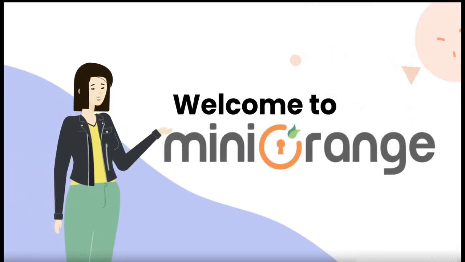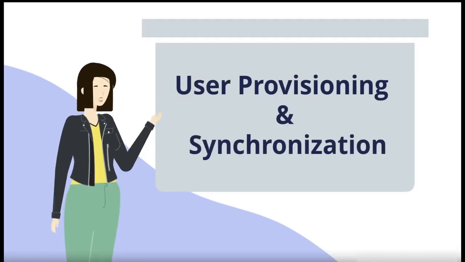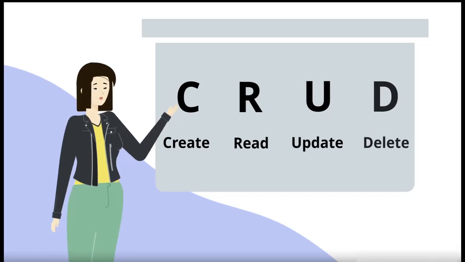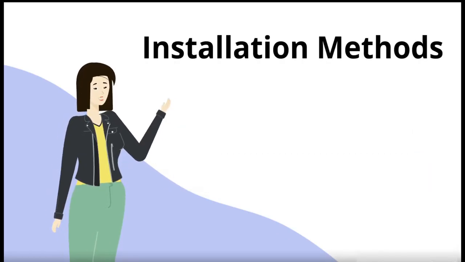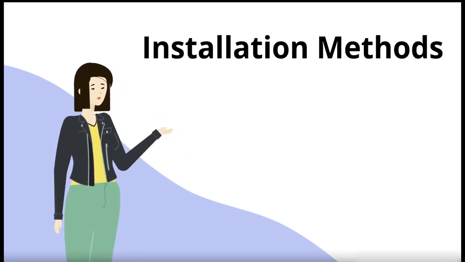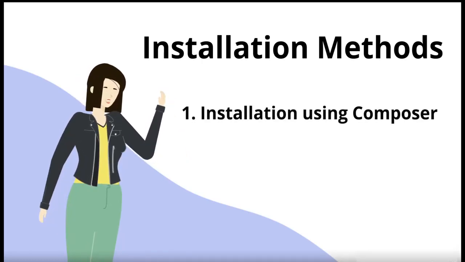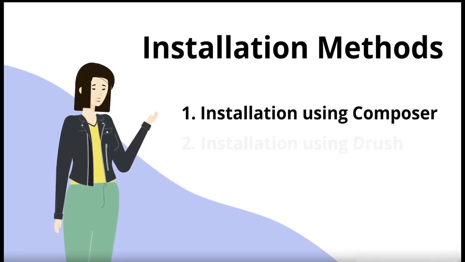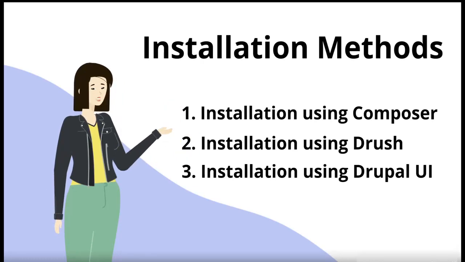We will be talking about the user provisioning and sync solution for Drupal. You can use the Mini Orange user provisioning and sync module to perform CRUD operations to and from your Drupal site. This video will guide you through the three possible ways to install the module. The first is installation using Composer, the second using Drush, and lastly using the Drupal UI.